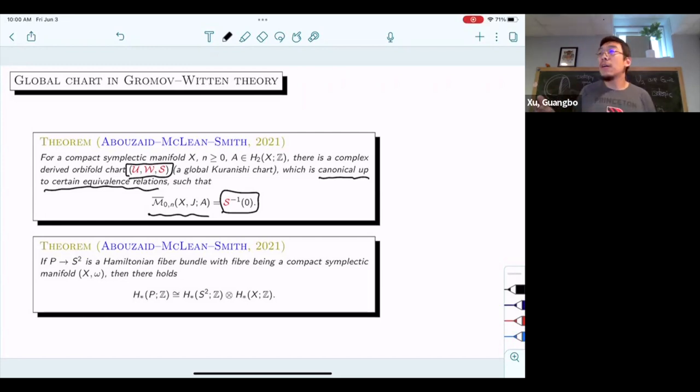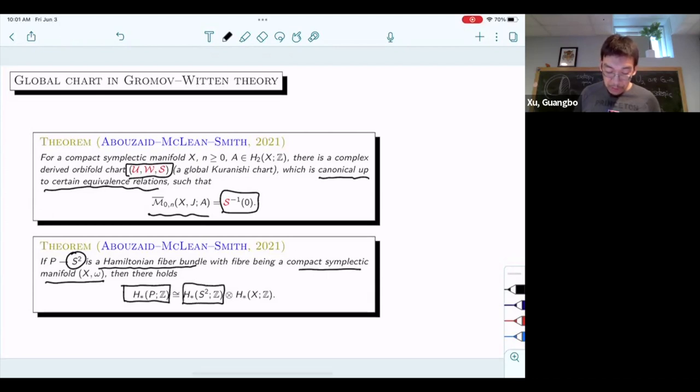So then we can just plug this result into the abstract theorem we have proved to produce this FOP, the integral class in genus zero. But let me first mention that one application of Abouzaid, McLean, Smith is that they prove the so-called splitting theorem over integers. That is, if you consider a Hamiltonian fiber bundle over S2, and the fibers are compact symplectic manifolds, then there will be a splitting theorem of the homology of the total space into the tensor product of the homology of the sphere and the homology of the fiber over integers. So this is what they obtained using this global chart construction.